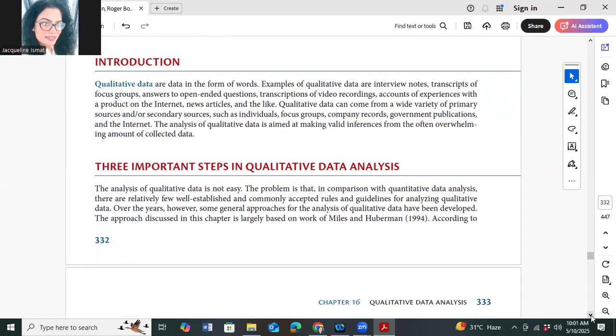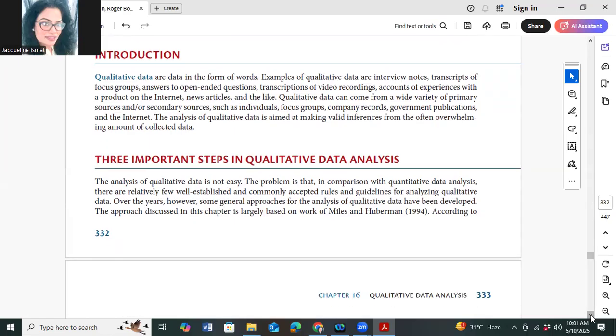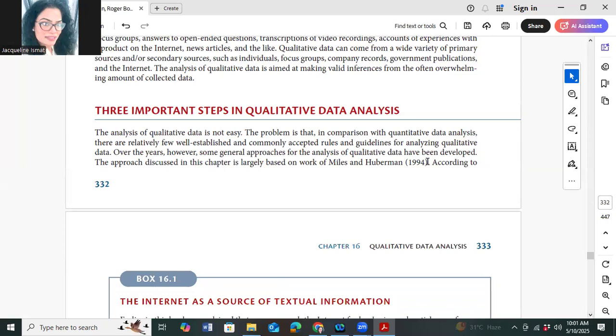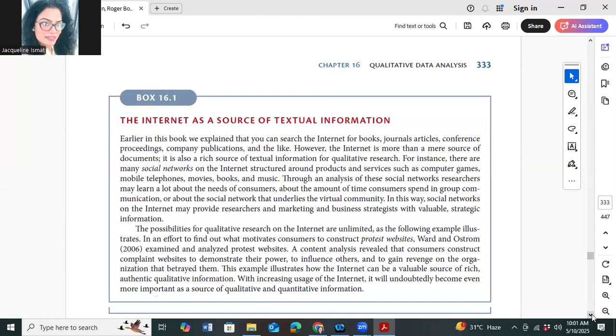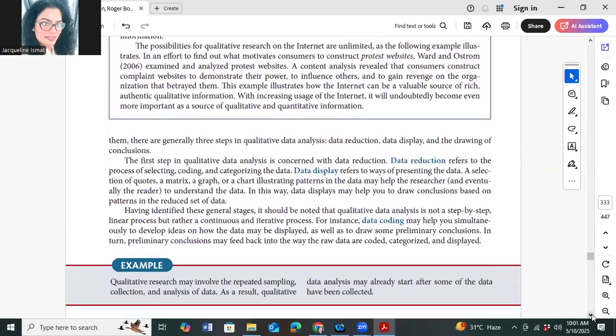So there are some techniques we can use. A person whose work stands seminal in this is Miles and Huberman. His work stands when it comes to getting the interpretation for the qualitative data. Now, according to them, there are generally three steps in qualitative data: the reduction, the display, and the drawing of conclusions. So first you reduce the data, narrow it down. So data reduction refers to the process of selecting, coding, and categorizing of the data.